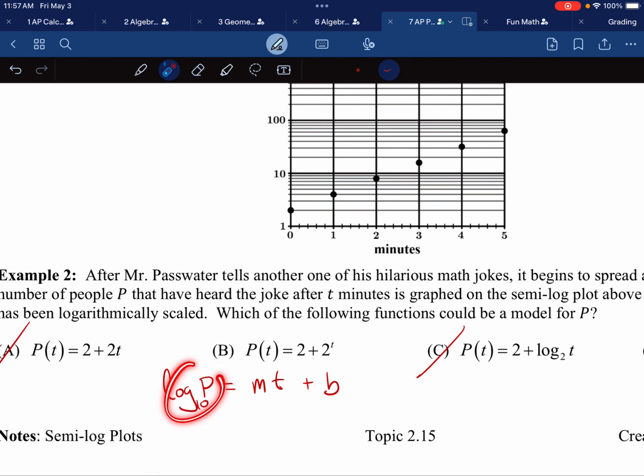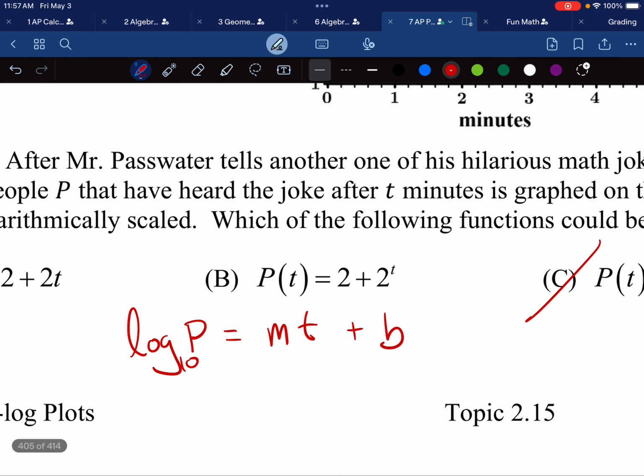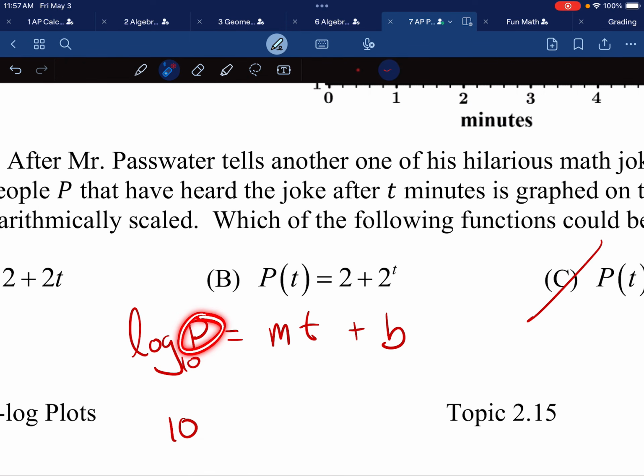And to undo this logarithm, you change its form. So if I say, okay, 10 is going to be the new base, so I'm going to come down here and write 10 for my new base. And then I'm going to switch these two. So it's going to be 10 to the power of mt plus b, and that's going to be equal to, and then this p goes on to the other side, right? So it's going to be equal to p. So this is the function p that we're looking for.